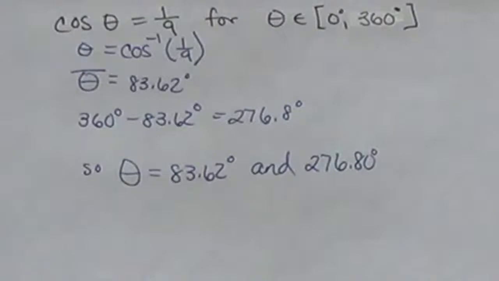To find that angle in quadrant 4, we're just going to take 360 degrees minus that reference angle of 83.62 degrees to get 276.8. So our two values for theta are going to be 83.62 degrees and 276.80 degrees.